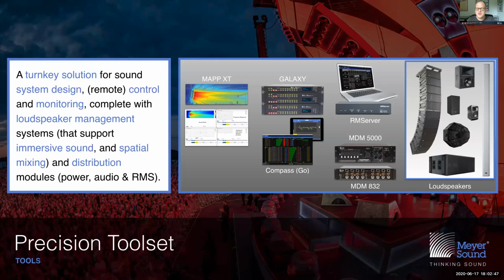This is going to be another episode where the Precision Toolset comes into the equation. Of course, all the systems that we're about to see have been designed with MAP, and they use Galaxy devices, which they control with the Compass control software, voicing the system using their iPad with Compass Go, walking the room. Of course, these systems are being monitored. Their health is being monitored using the RMServer and such, and power distribution goes without saying. A lot of the products that we discussed will show up during today's webinar, all being part of our turnkey solution known as the Precision Toolset.